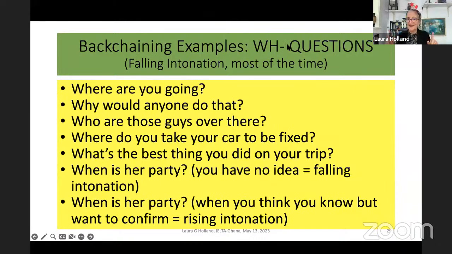So the trick is that you say the whole thing 3 times, then you do one word at a time. I mean, start from the back and start with only the last word and then the last 2 words and then the last 3 words and build it back up from the back side. So, why would anyone do that? Okay, give it a try.